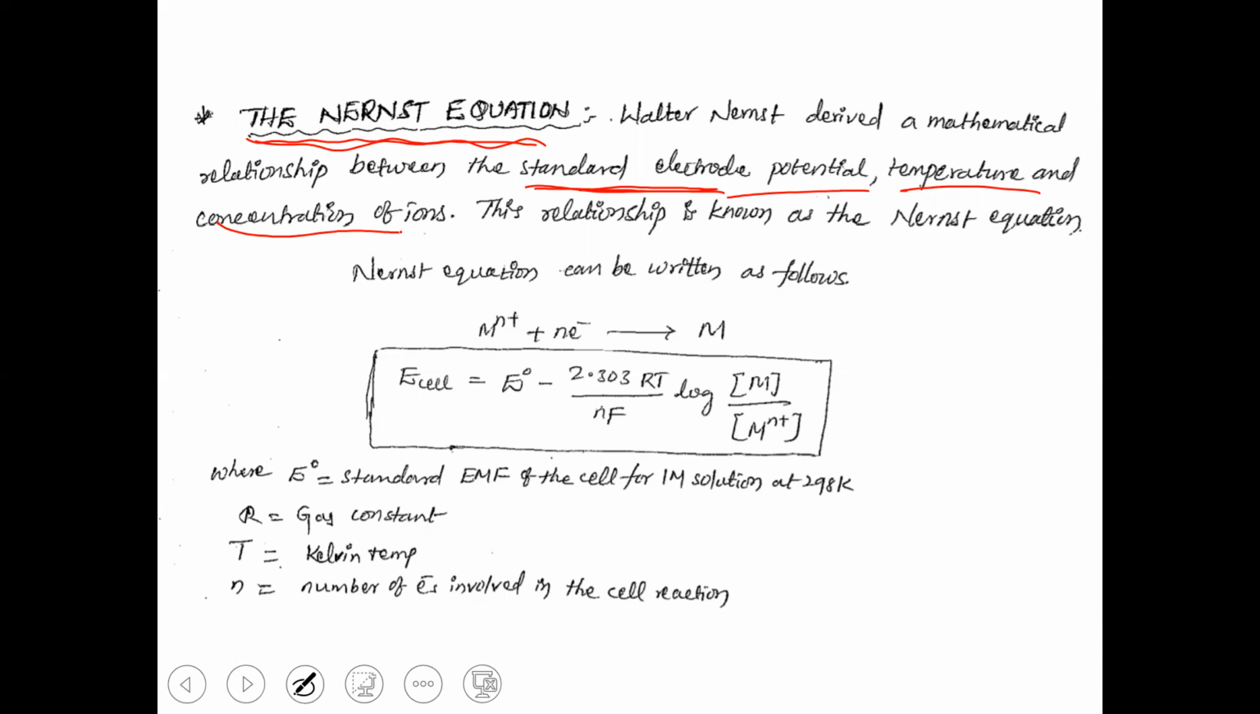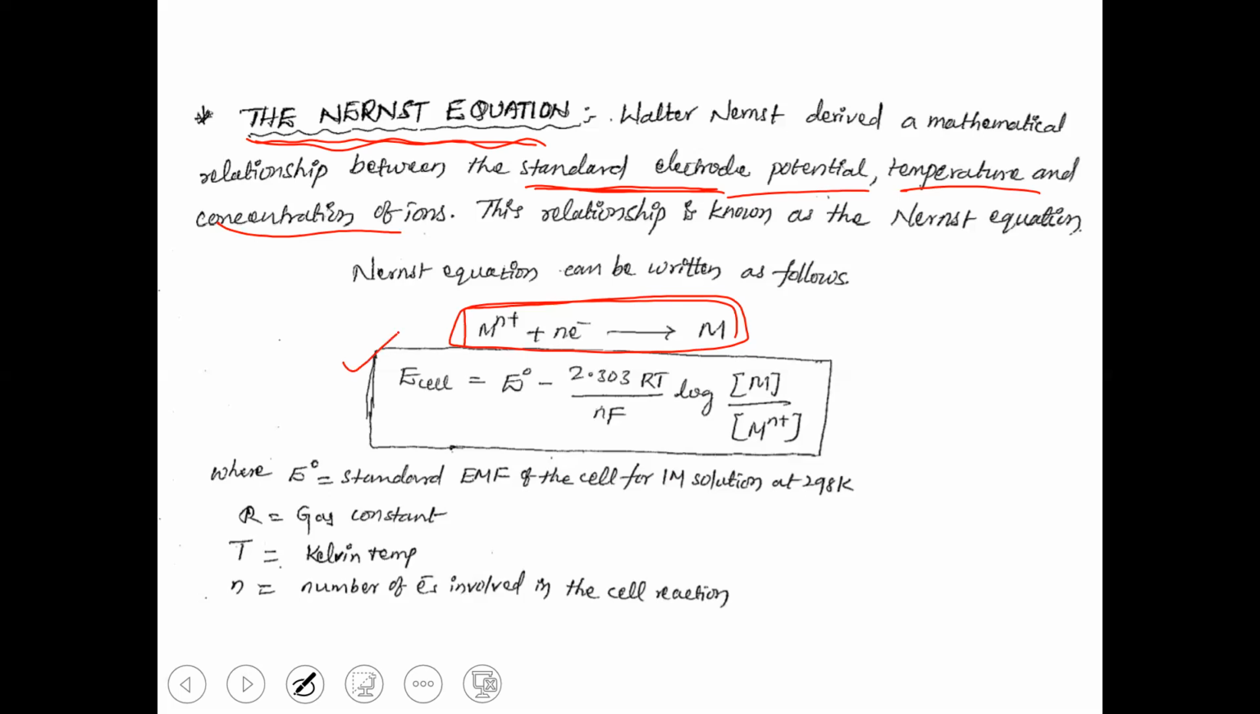So here is the Nernst equation. You can write the Nernst equation for a simple reaction: Mn plus n electrons gives rise to M. It is a very simple reaction. Then how can you write the Nernst equation for this reaction? You can write it as follows.